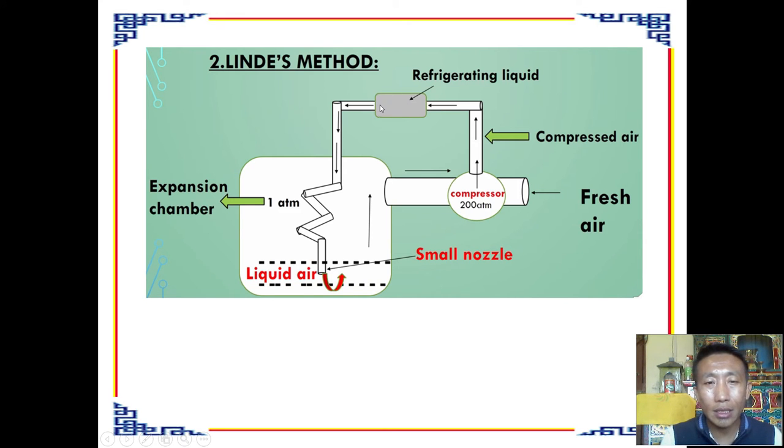This compressed air is further allowed to pass through this spiral tube. At the end of the spiral tube, there is a small opening or nozzle, which we can also call a jet. From this small opening, the gas is suddenly allowed to expand in this expansion chamber, where pressure is very low, around 1 atmospheric pressure. When this highly compressed gas is allowed to expand here, it releases the heat energy it has. As a result, it cools down. And this cycle continues till almost all the gas is liquefied.